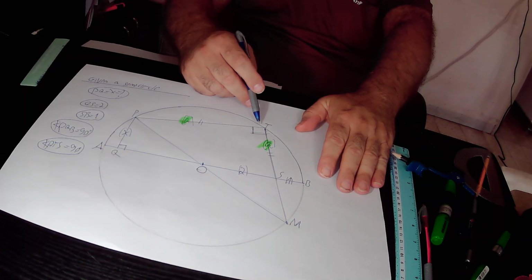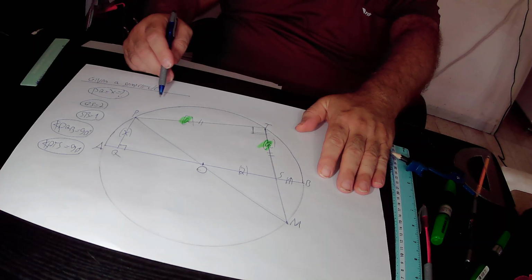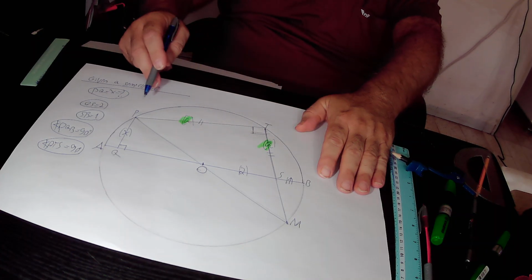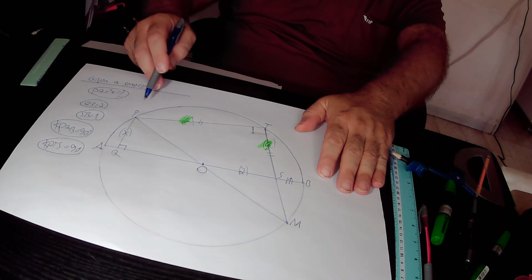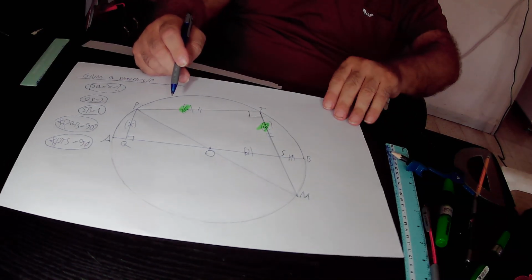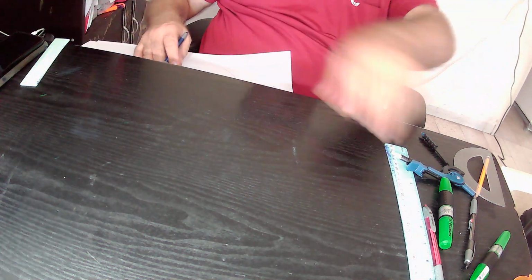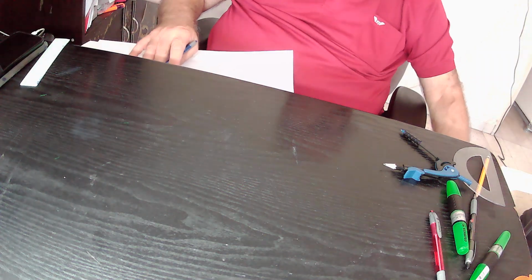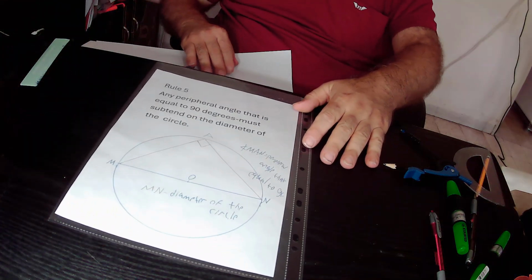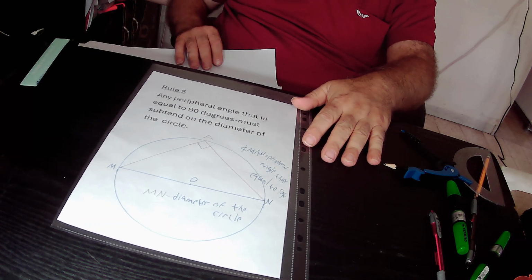Angle PTM is equal to 90 degrees in its size according to what is given in the question, and angle PTM subtends on chord PM. So here we can implement rule 5. I'll click quickly on rule 5. According to rule 5, any peripheral angle that is equal to 90 degrees in its size must subtend on the diameter of the circle.